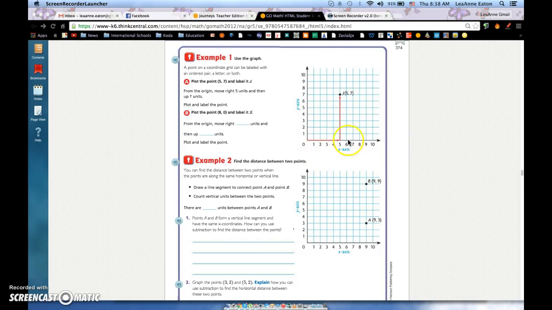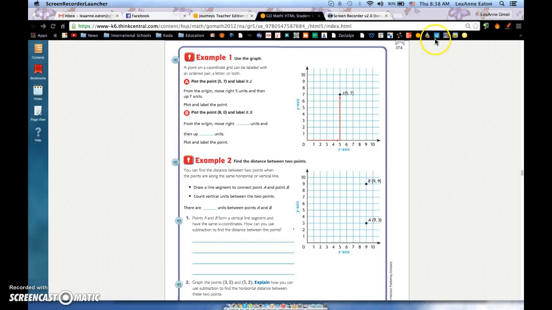Remember, the x-axis goes left to right, the y-axis goes up and down. X is always the first number, and Y is always the second number. If you think about it, it's alphabetical, right? You have the ABC song, and then it's X, Y, Z. X goes first, always. So if you ever forget, just sing the alphabet song, and you'll know which one to do first. Alright, so let's look at example 1.